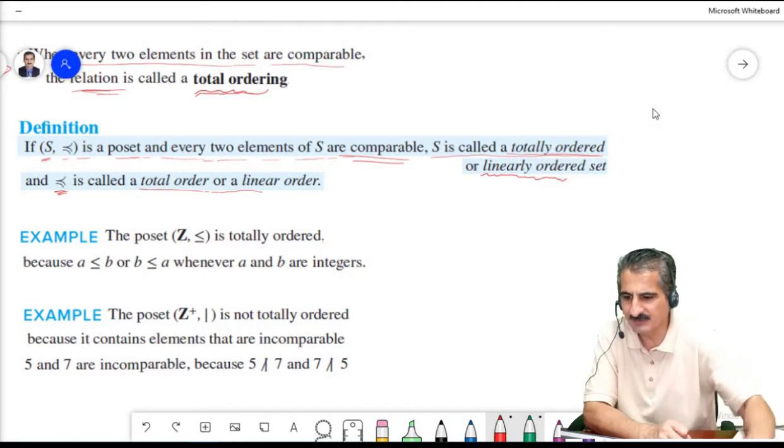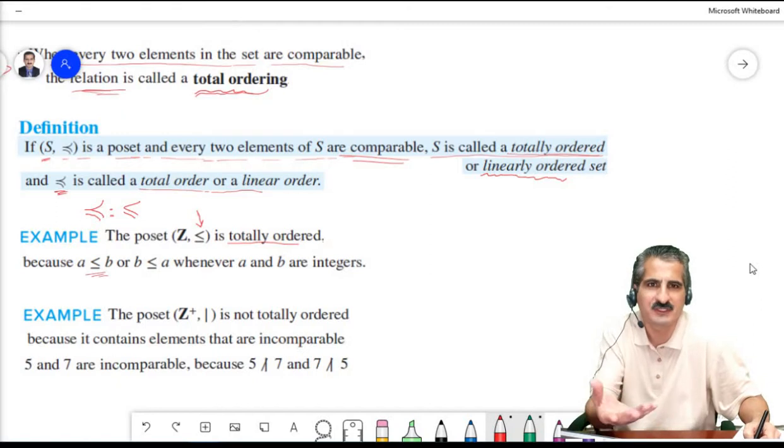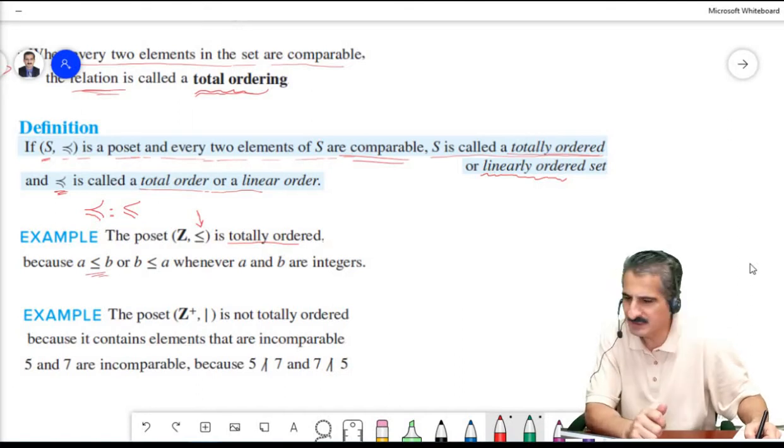For example, let's see here, the less than or equal, the one we know. This notation means the usual less than or equal between integers. It is a total ordering, because for every two integers a and b, one of them must be less than or equal to the other. So it's either a is less than or equal to b, or b is less than or equal to a.